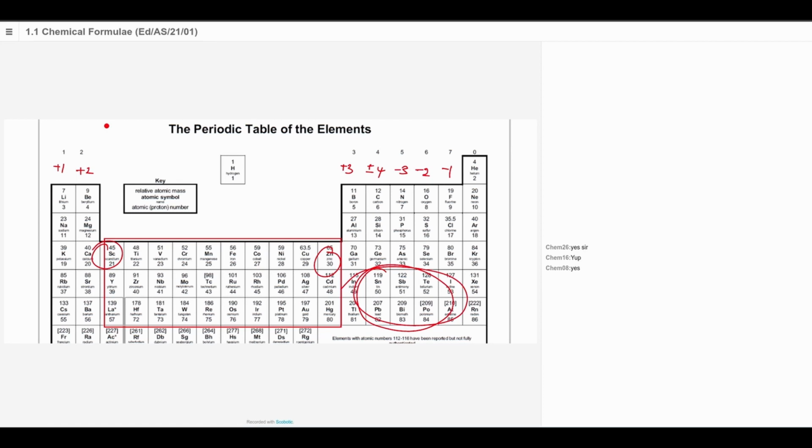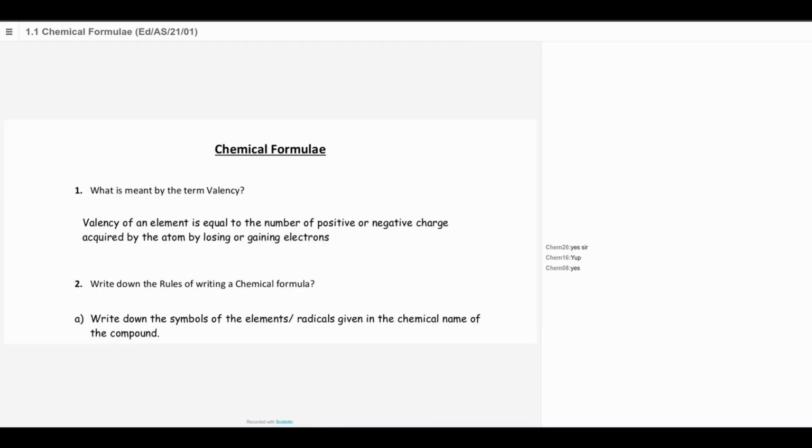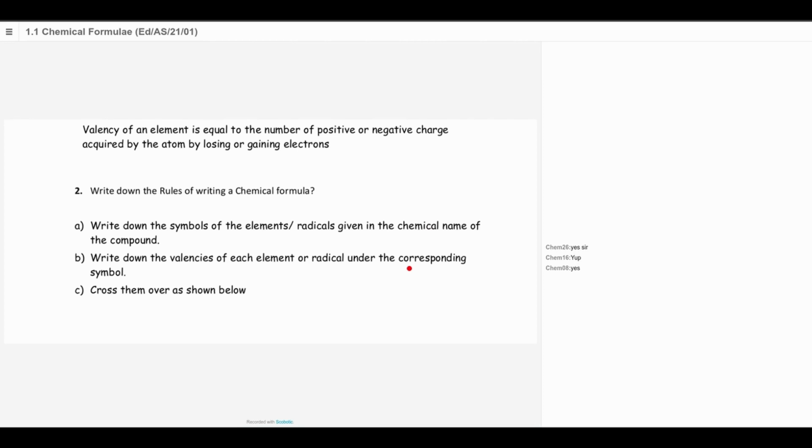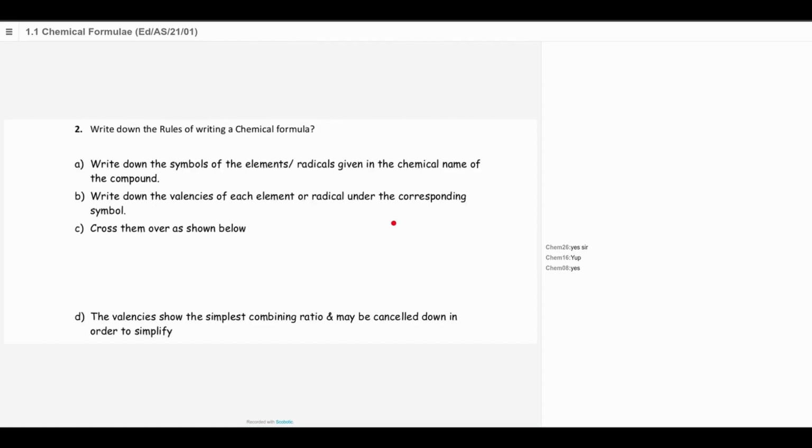To write the formula, you need to work out the valency of the elements first. Let's see how to write the formula, right? When you're writing a simple formula, you have to work out the valency of the elements. And again, the periodic table is given in the exam, so you simply use the periodic table, cross the valencies and work out the formula.